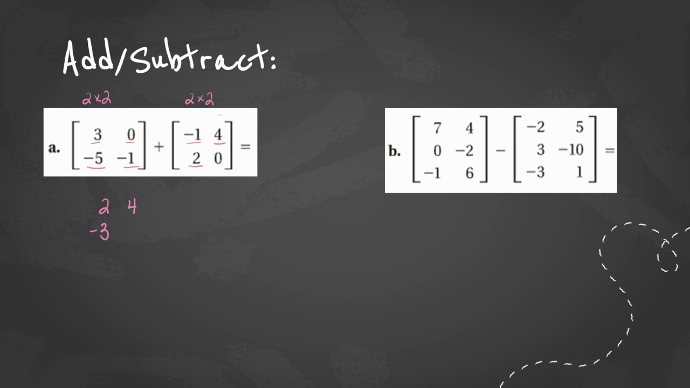And I'm going to add the bottom right and I'm going to put it in the bottom right position. So there is my new matrix. That is the sum of these 2 that are shown. Okay? Go ahead and pause the video again.